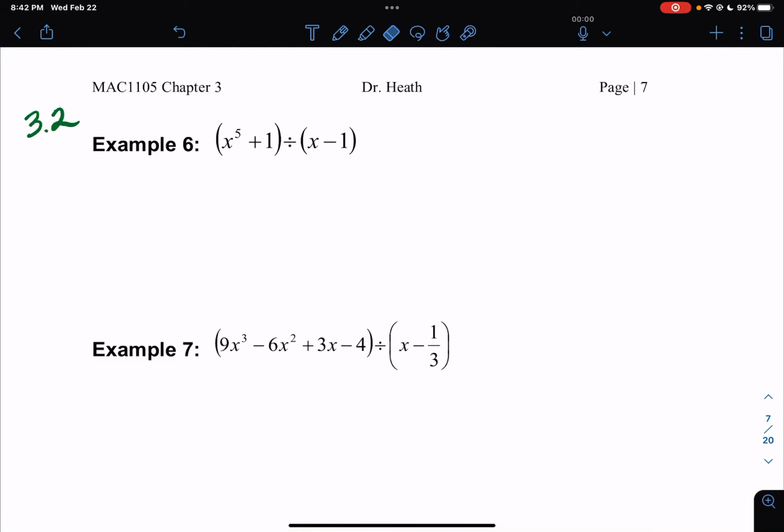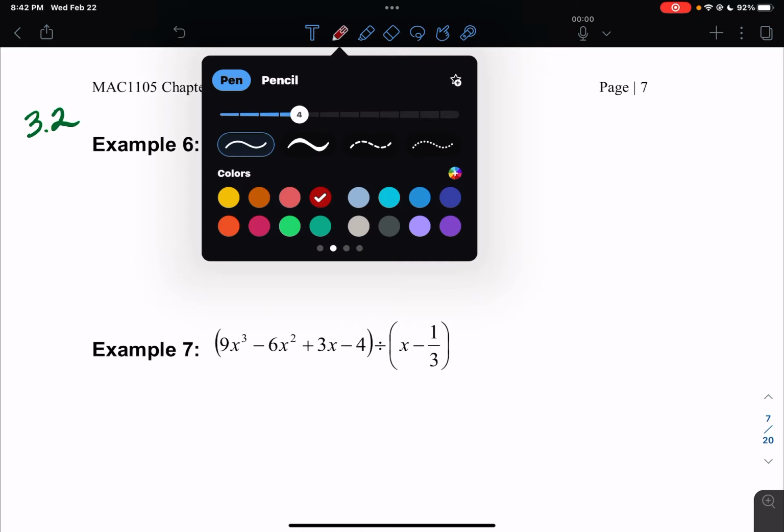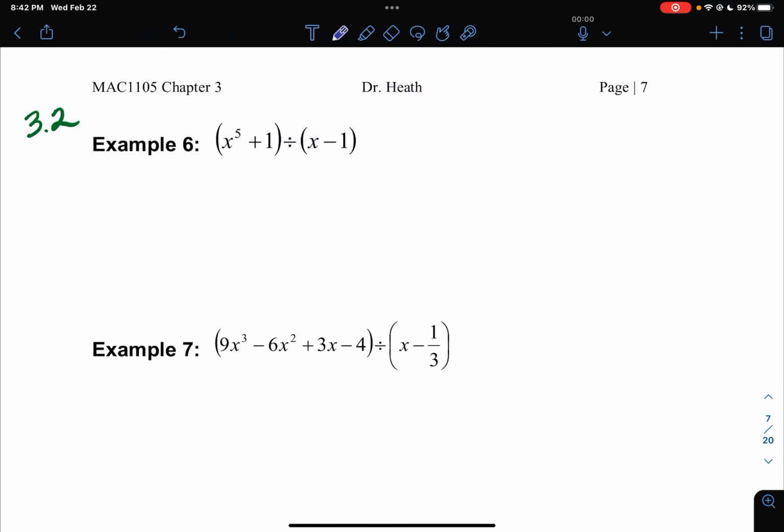In section 3.2, example number 6, we're dividing x to the 5th plus 1 by the factor x minus 1. When setting up synthetic division, we want to make sure we are using all of the coefficients for each exponent, beginning with the greatest exponent, x to the 5th. That coefficient is 1. There is no x to the 4th, so we want to make sure we write 0 as our coefficient for x to the 4th, and 0x to the 3rd, 0x to the 2nd, 0x to the 1st, and then plus 1.